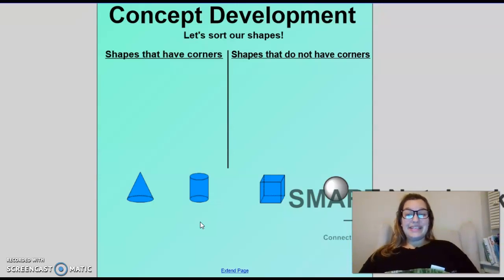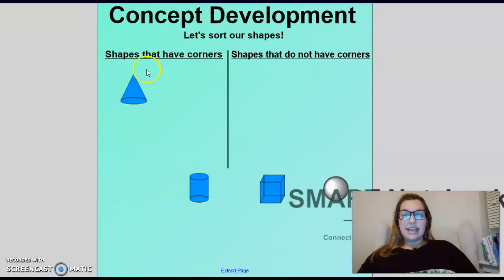All right, I'm so excited you're back. So look at this. Does this cone have points? Yes, it has points, so it has a corner. Just one corner, and the corner is right up on the top. Looking at our cylinder, does that shape have points? No. So does it have corners? No.